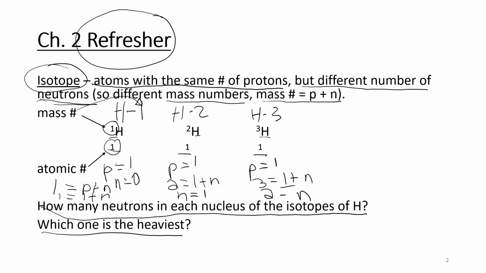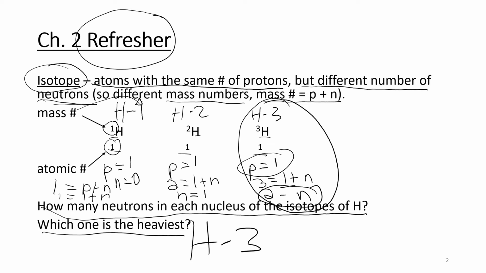Next question is which one is going to be the heaviest. Again, the mass comes not from electrons, but it's your protons and neutrons. They're each about 1 AMU. So in this H3, we have 1 proton and 2 neutrons. This is going to be obviously our heaviest one because it has the most protons and neutrons.